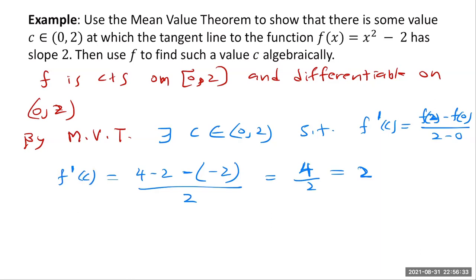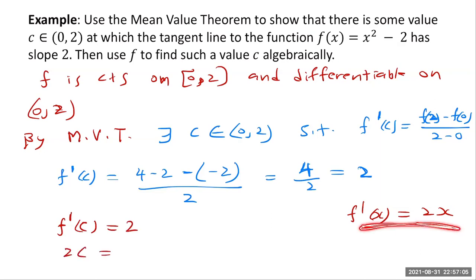Now the next step: how do you find this value c algebraically? Well, you use algebra. You find the derivative first. Your f prime of x is equal to 2x. By looking at the function, you can take the derivative. Now I solve this equation. I want my value c such that f prime of c is equal to 2. So f prime of c is 2c. You plug in x equals c in the derivative function. You get 2c is equal to 2, so c is equal to 1. You get the value of c to be 1.